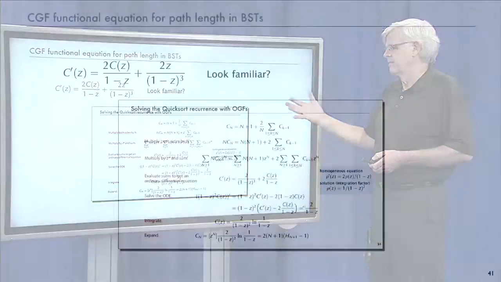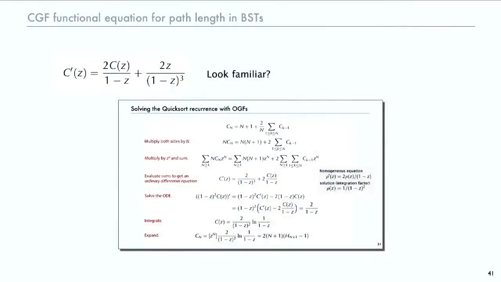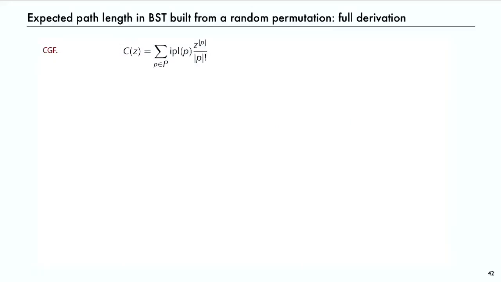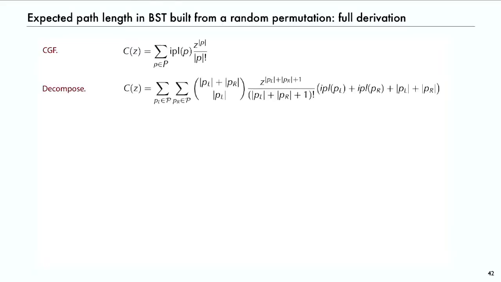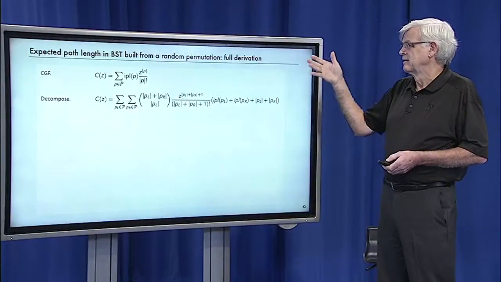So just with that observation, we solved that because it's a first order differential equation that has a simple integration factor and was not difficult to solve. So now we can summarize the analysis of expected length in a BST built from a random permutation on this slide.